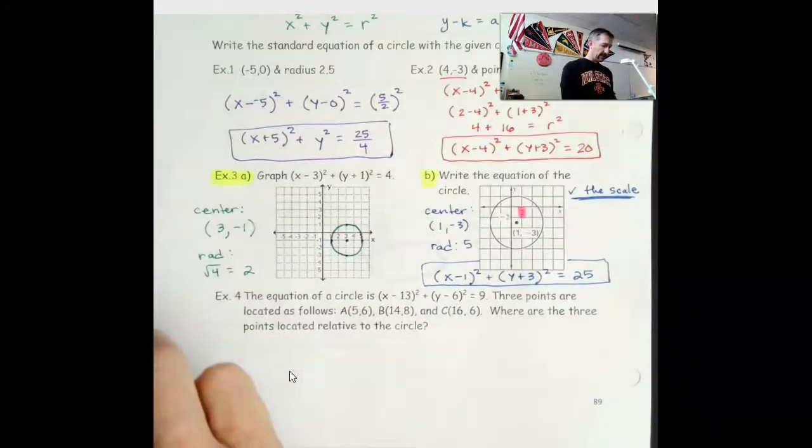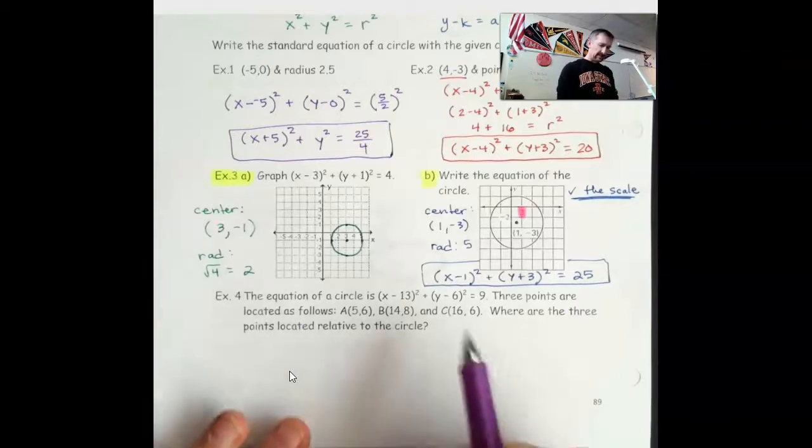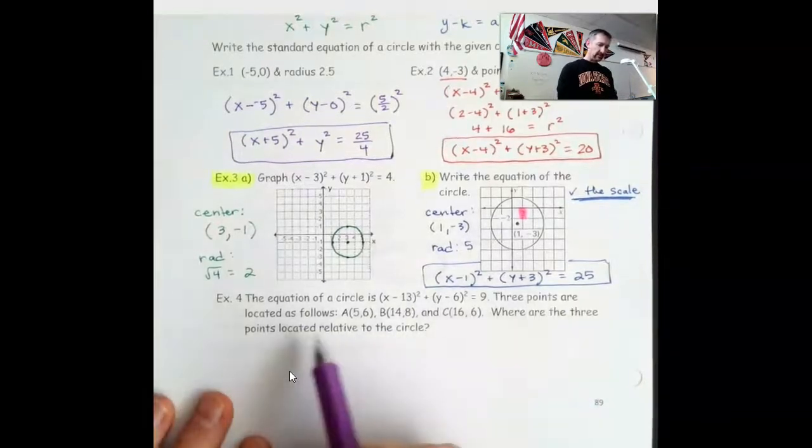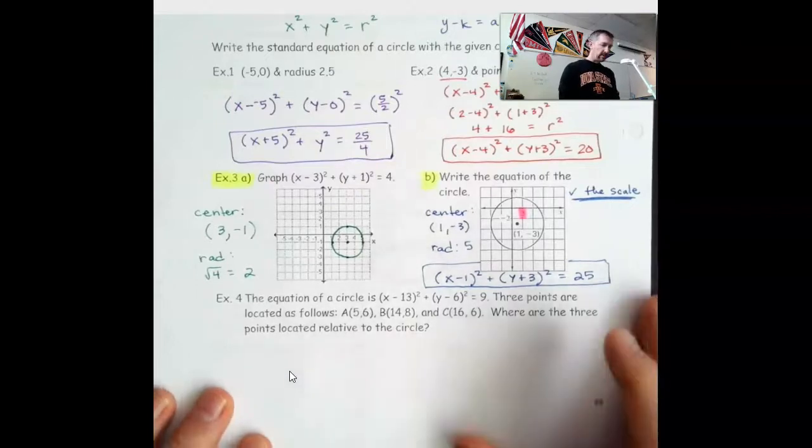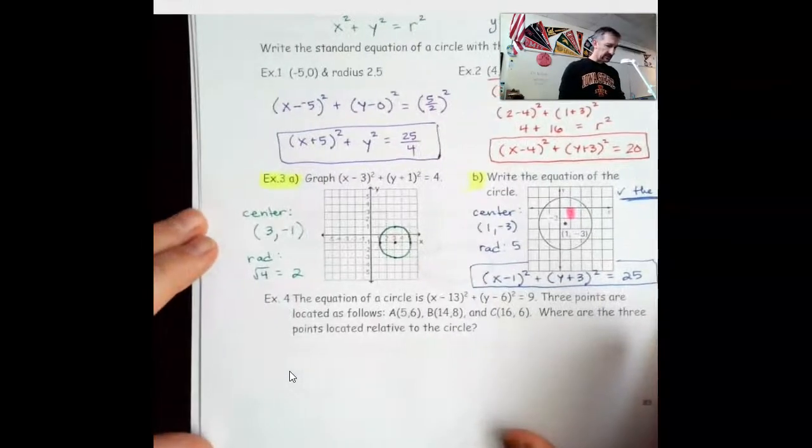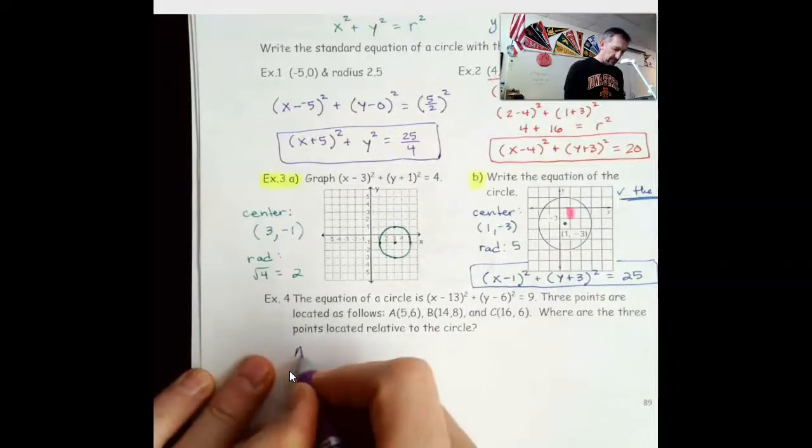Now, down here. This equation of a circle. 3 points are located as follows. Where are the 3 points located compared to the circle? Okay, so let's look at point A.